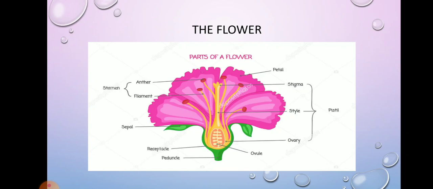Then we have the next part, which is petal. Petal is generally a large and bright colored part of the flower, and it gives out a good fragrance, due to which the insects are attracted towards it. For pollination, even for making honey, the honeybees get attracted towards the flower. Then the next part is stamen. As I've already told you, it is the male reproductive part of a flower, and this stamen is divided into anther and filament.